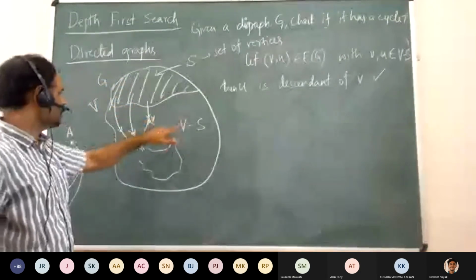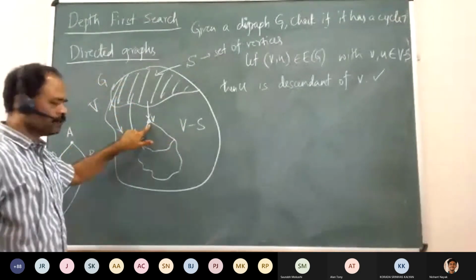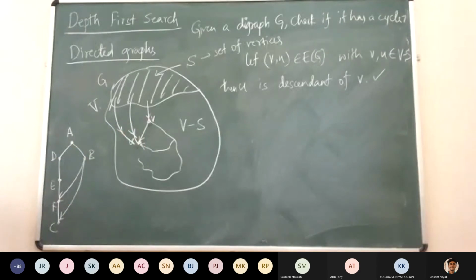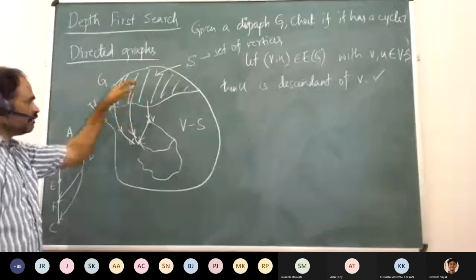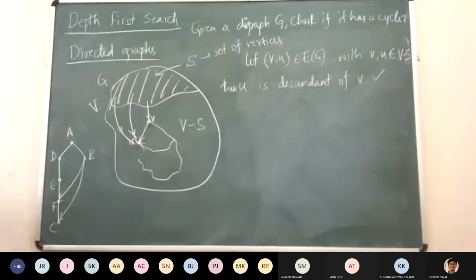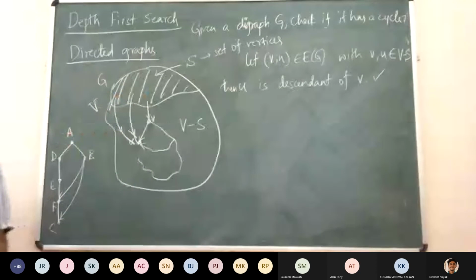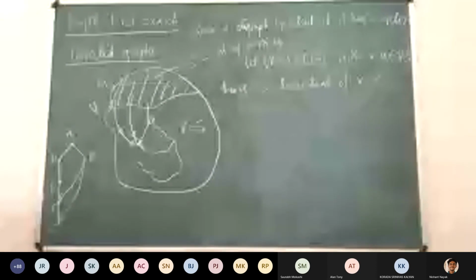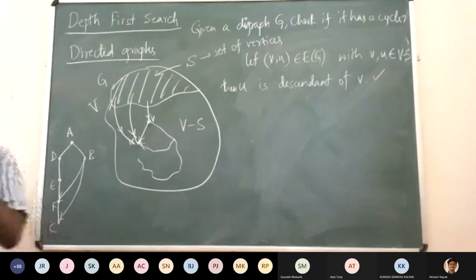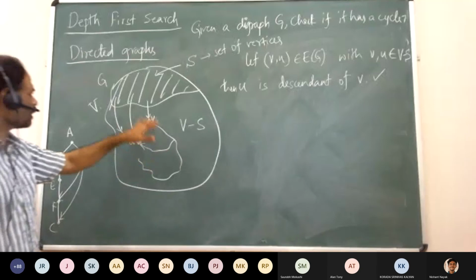In V minus S, let V be the first vertex which is discovered. And let U be an out neighbor of V. Then we are saying that U is a descendant of V in the DFS traversal. So how are we saying that? Look at the DFS traversal starting at V. It will start exploring all the neighbors of V. It will explore for some time and backtrack, finish off all the things, and come back to V.